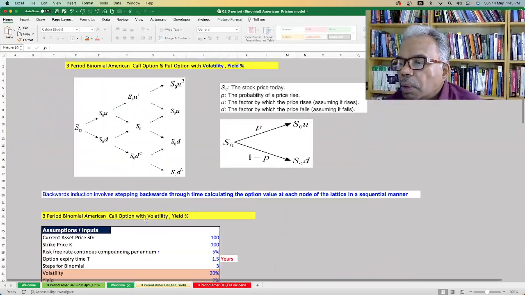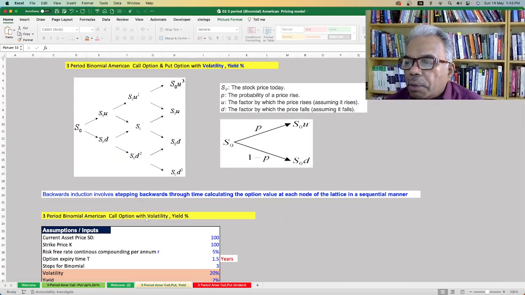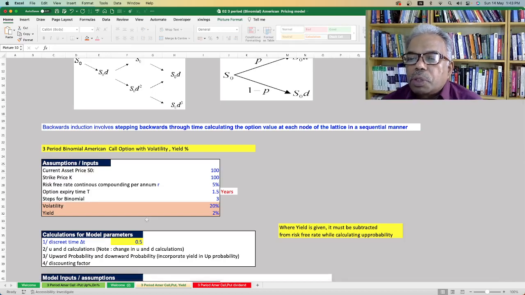Let's quickly recap. This is the three-period binomial tree that we need to construct. The up probability and the down probability need to be calculated. Let's quickly go into the assumptions of the model.